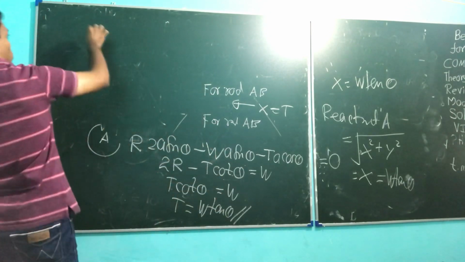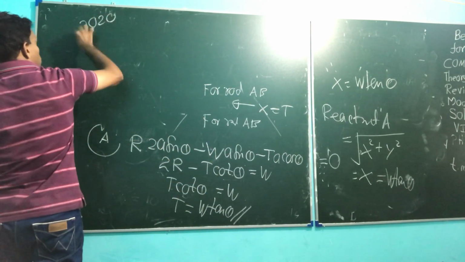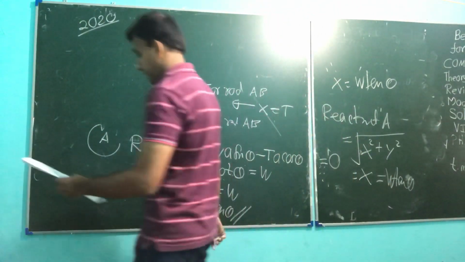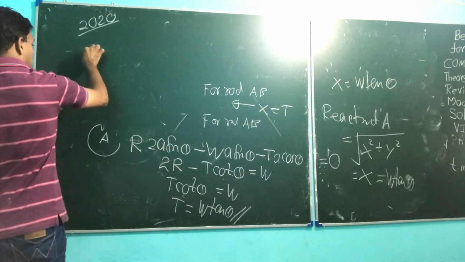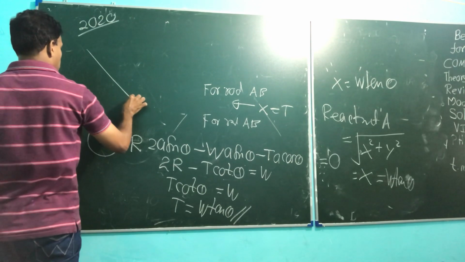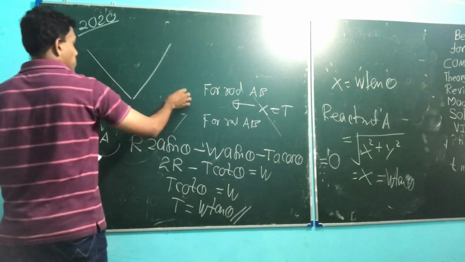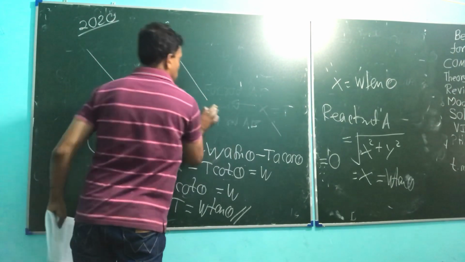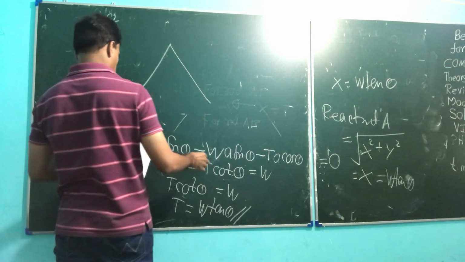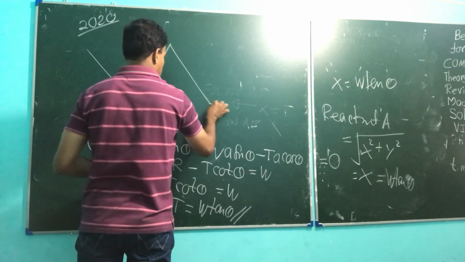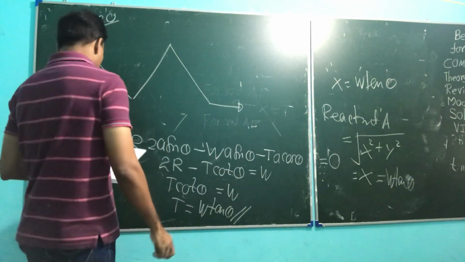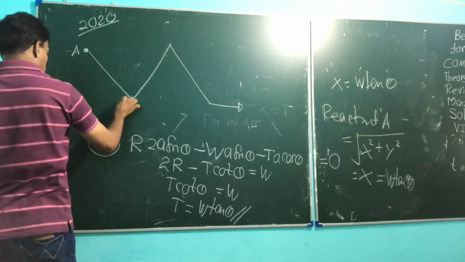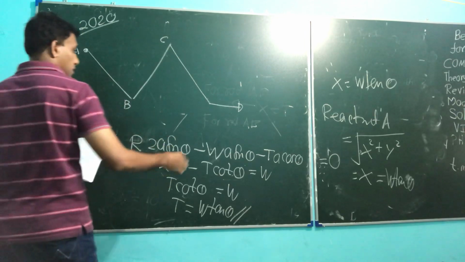Next question, 2020 problem. They provide the diagram: A, B, C, D.